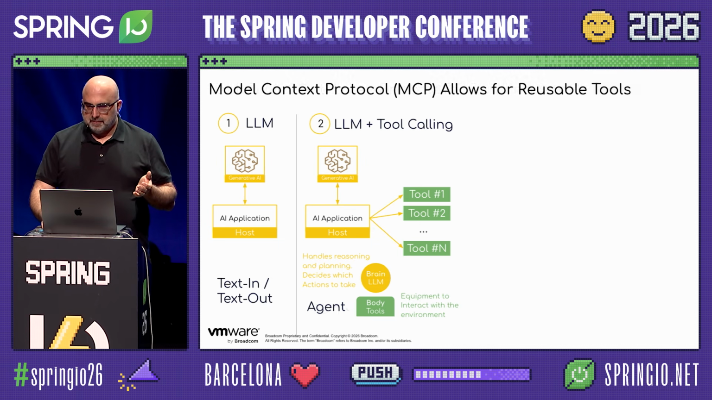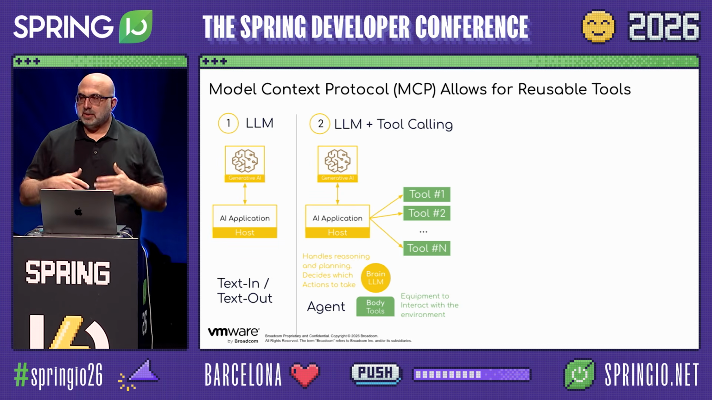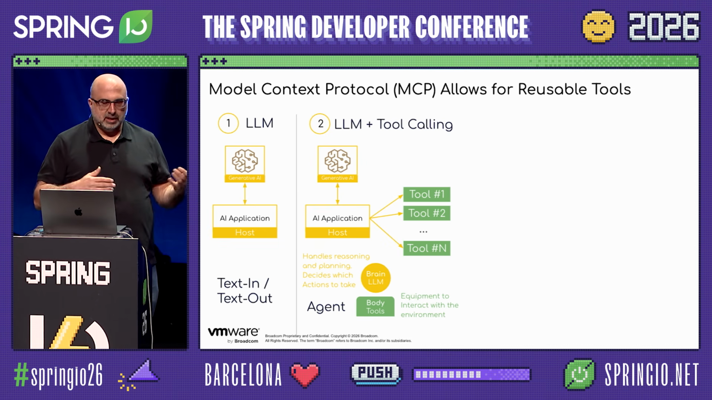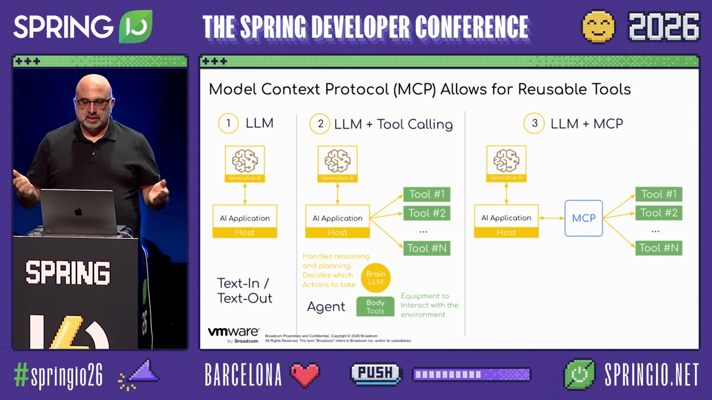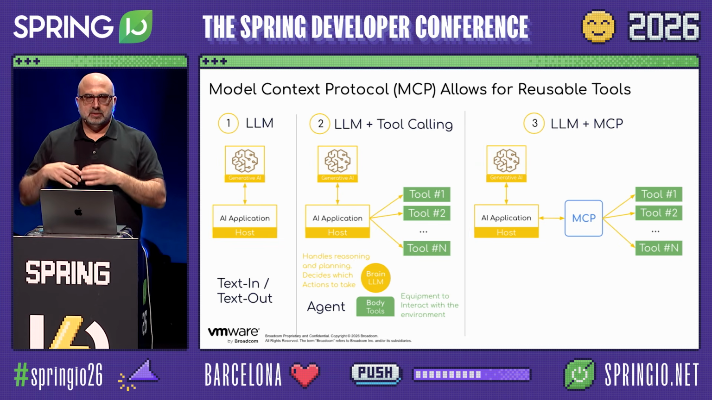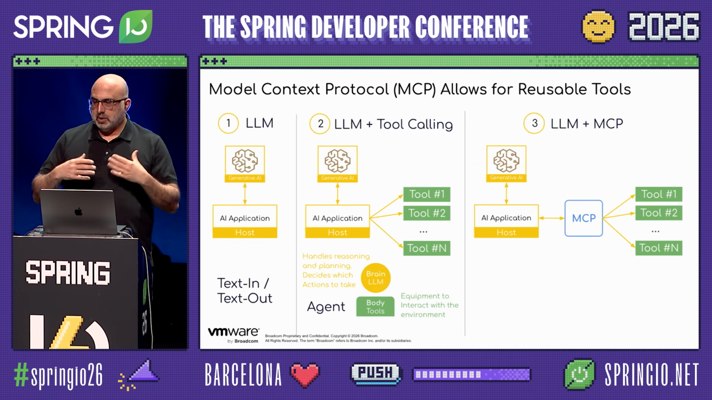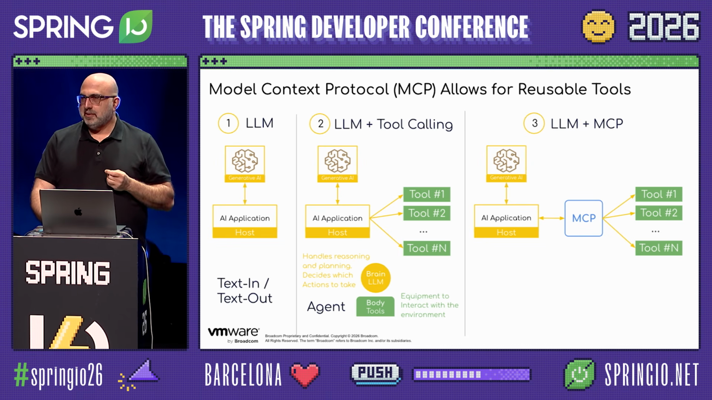However, what happens if you want to have reusable tools? What if some of the tools are not coded in the same programming language as the agent? Well, this is where MCP comes in, right? Model Context Protocol. And it allows you to externalize your tools into a process that's outside where your main thing is.